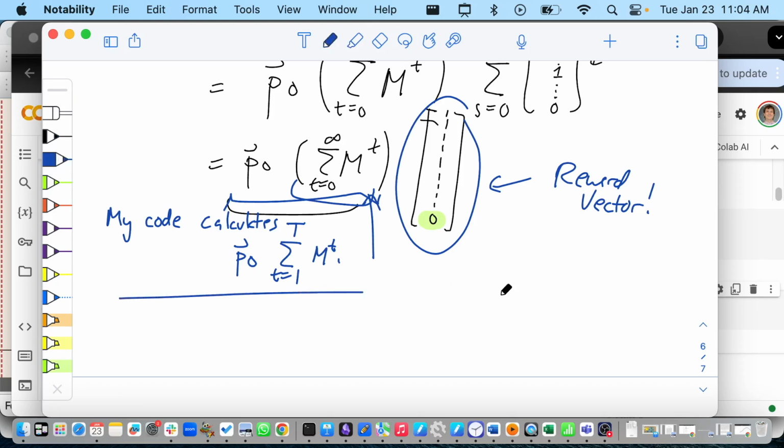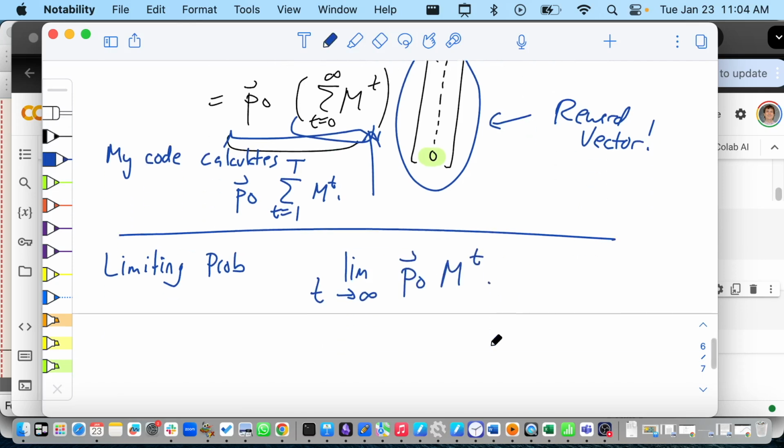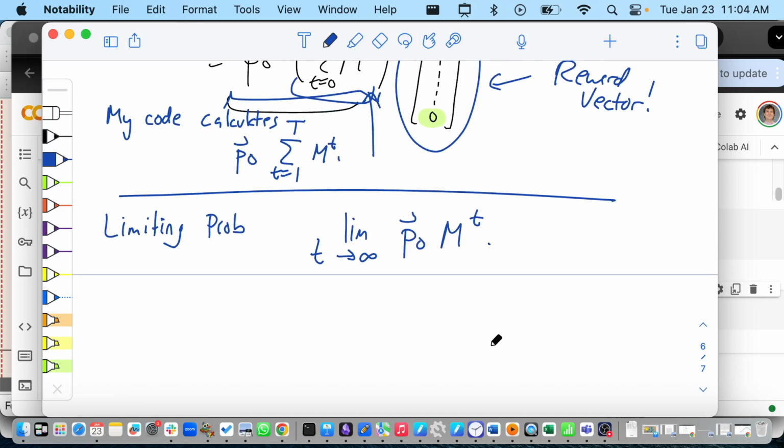And let me remind you, what we did for the probabilities, we had P_t. Let's talk about the limiting probability. The limiting probability is the limit as t goes to infinity of p0 times M to the power t. Right? That's the limiting probability. Where are you at time t? Take the limit as t goes to infinity. So for the rainy day, sunny day, we saw that was converging to 25%, 75%.